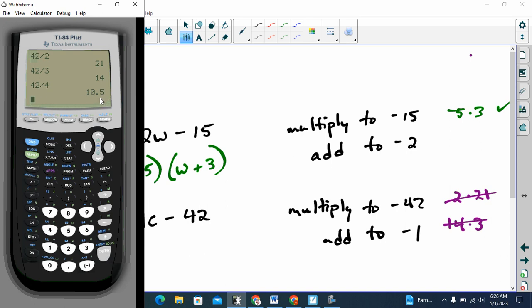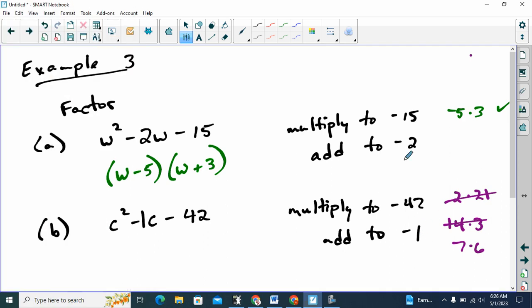Notice 42 divided by 4 does not come out even. 42 divided by 5 does not come out even. 42 divided by 6 gives me 7. 7 times 6. Add them, 7 and 6, make 13. Subtract them, 7 minus 6 gives me 1, and I'm trying to get negative 1, but that's okay. There's my numbers, 7 and 6.